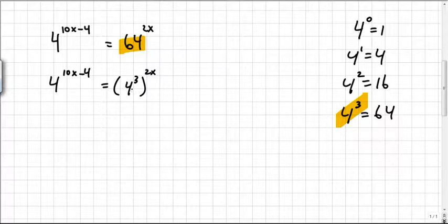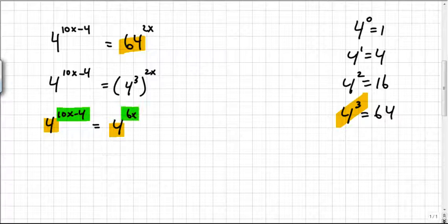At this point, I just need to simplify the right-hand side by using the power of a power rule of simplifying exponents. So that's going to be 4 to the 10x minus 4 is equal to 4 to the, and the power of a power says you should multiply exponents if you have one outside parentheses, so that would be 3 times 2x, which is 6x. At this point, I've got the same bases. I just need to set the exponents equal and solve.